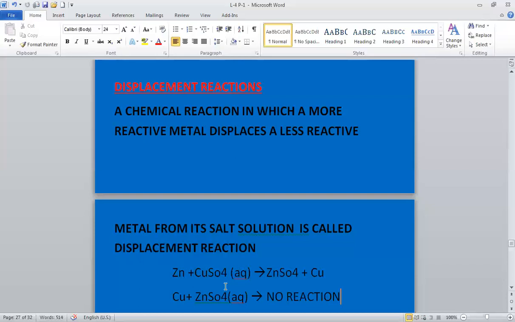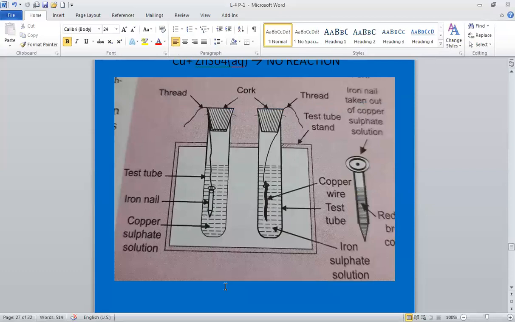Now, this is an activity. We take 10 ml or 20 ml of copper sulfate solution in a test tube, and we put some clean iron nails in the test tube, and we keep the test tube on a stand undisturbed for at least 1 or 2 hours.